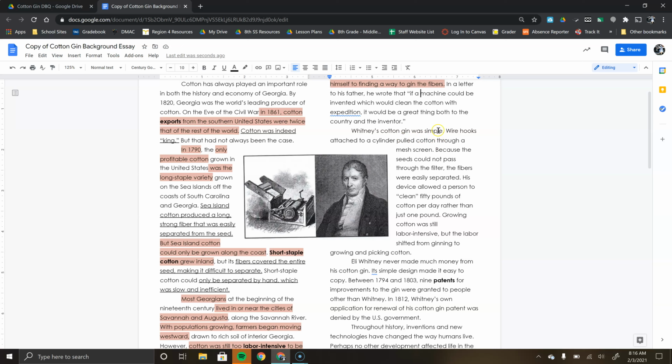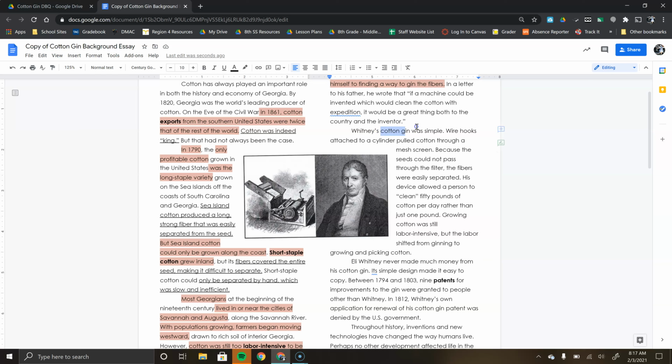Right, so Whitney's cotton gin was simple. Wire hooks attached to a cylinder pulled cotton through a mesh screen. Because the seeds could not pass through this filter, fibers were easily separated. His device allowed a person to clean 50 pounds of cotton per day rather than just 1 pound. So that's more than five times as much as you could do before this machine. Growing cotton was still labor intensive, but the labor shifted from ginning to growing and picking the cotton, right?